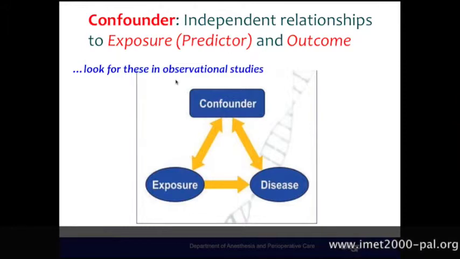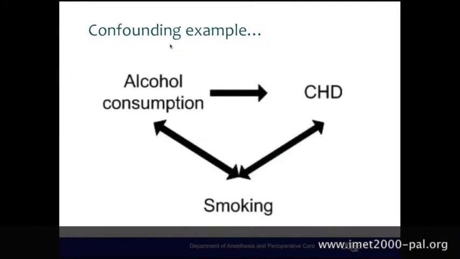To diagram this, a confounder should have an independent relationship of its own, both with your predictor variable and with your outcome variable. So the fact that it has these independent relationships is what can cause this confusion. So we must look for these possible variables in an observational study, and doing this means you'll know your subject very well before you actually do the study.